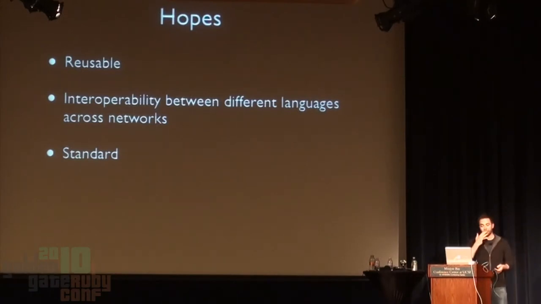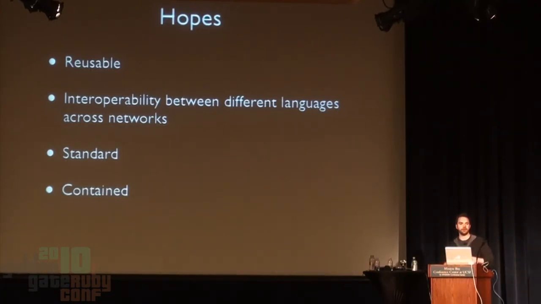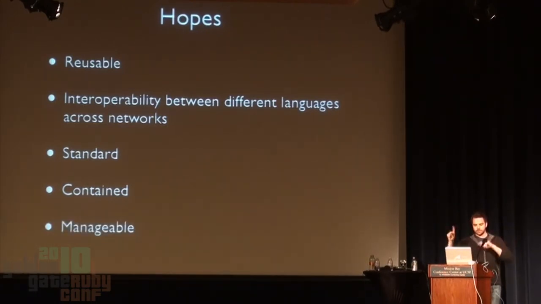So there was no standard. They tried to get a standard, but it never really happened. But that was the hope, that they would have a nice standard. And it would also be contained, right? You'd have these WebSphere and things, and they would all be contained in these containers, and you could just move them around. And it would also be manageable. Turned out, wasn't. What happened?